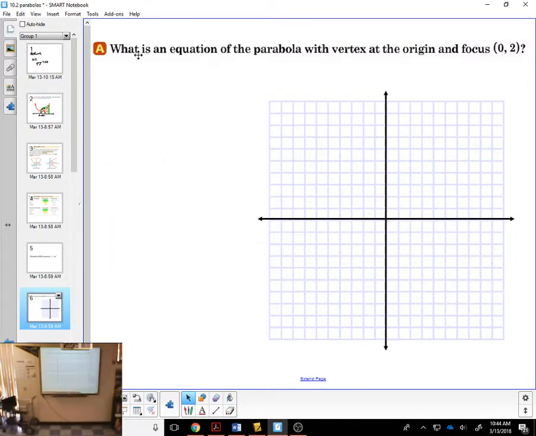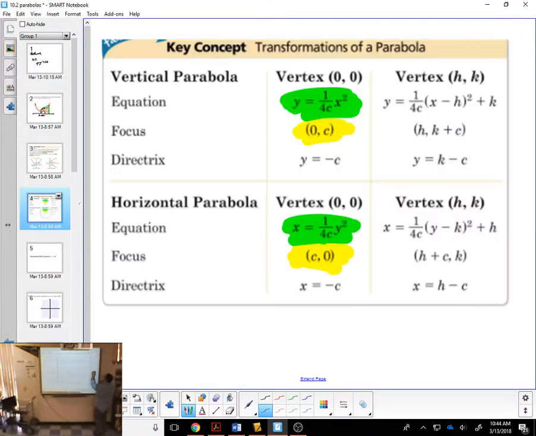The question here says, what is the equation of the parabola with the vertex at the origin and the focus at 0, 2? Well, if my vertex is at the origin, that means it hasn't been moved. There is no h and k, right? So, what is the parent function here in conic section form for a parabola? I don't know. Yes, you do. You got it in this slide. Oh, that one? The ones I said, make sure you know those in the green.